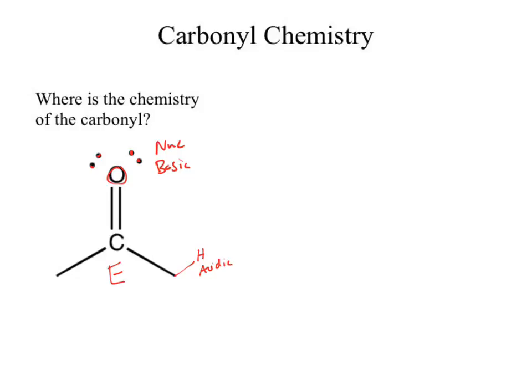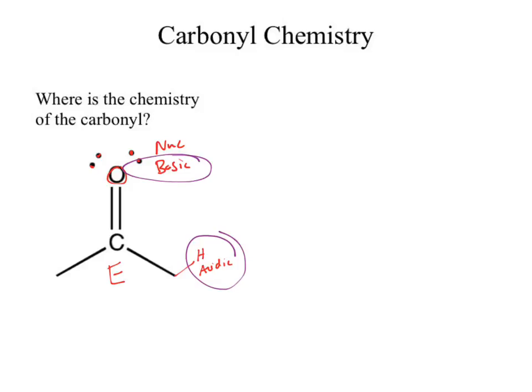Okay. Believe it or not, we've already looked at the basic characteristics of the carbonyl oxygen. We've also addressed the acidic functionalities of our alpha position. What we haven't looked at yet is the electrophilic character of the carbonyl. Why is it electrophilic? Why is it partially positive?